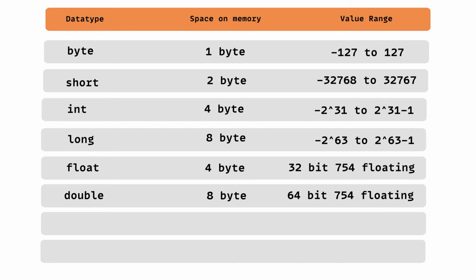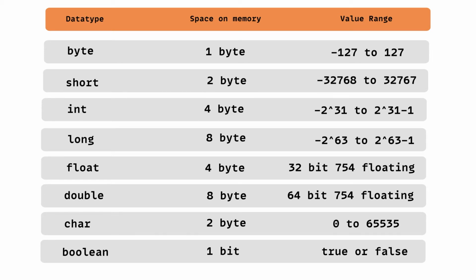The next data type is char, which is used for storing a single character such as A, B or C. The last type is Boolean, which can store only true and false. These are the data types in Java. Now let's see how these data types are used in declaring variables.